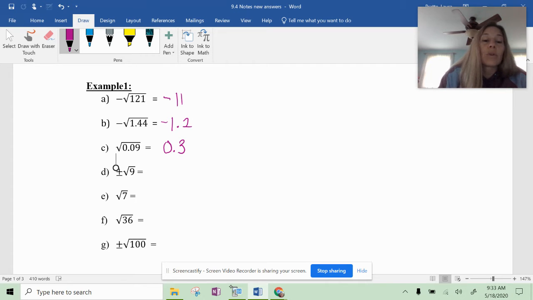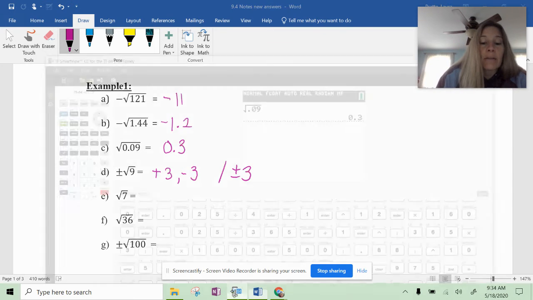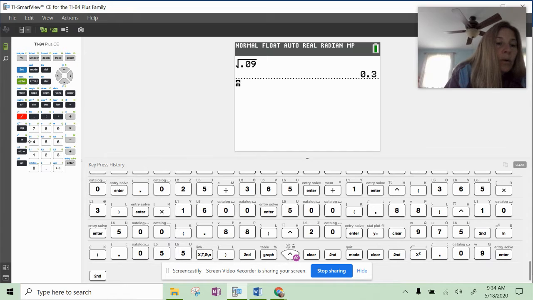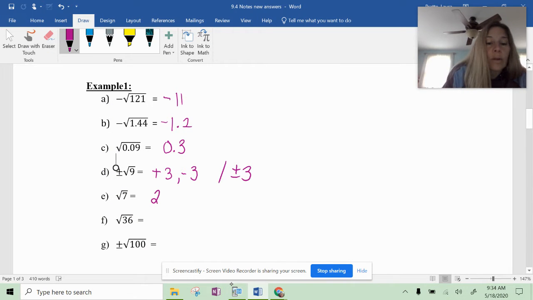For positive or negative square root of 9, we know that we want both answers, so +3 and -3, or if you just want to write it with the plus minus sign in front, that's the same thing. Square root of 7, if I do that on my calculator, is 2.645. So I'm just going to round it to 2.65, and we only want the positive answer there. Square root of 36 is 6, and we only need the positive answer here. And then for G, we want the square root of 100, but we want both the positive and the negative answers for that one.